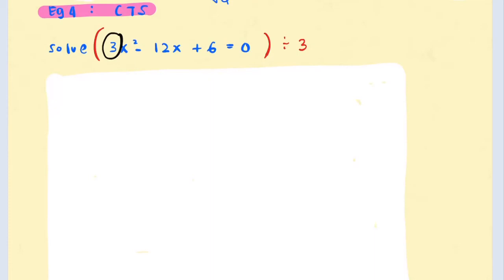Now let's see this question here. You need to solve this by using completing the square. However, now the coefficient of your x squared is 3. So first step, you need to change this 3 and make it equal to 1. Since this is an equation, the easiest way to do this is just divide 3 to both sides. So let's start. Let's divide 3 to both sides. So we're left with x squared minus 4x plus 2 equal to 0.